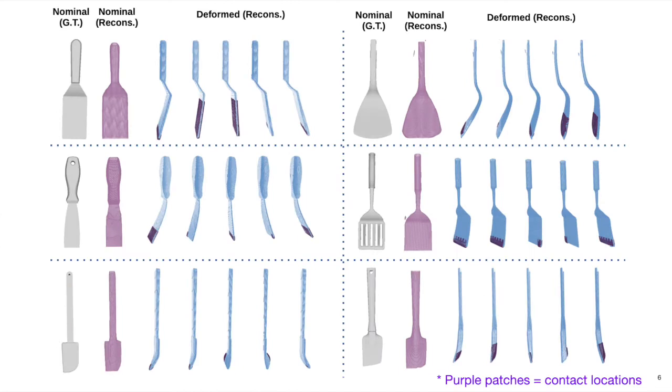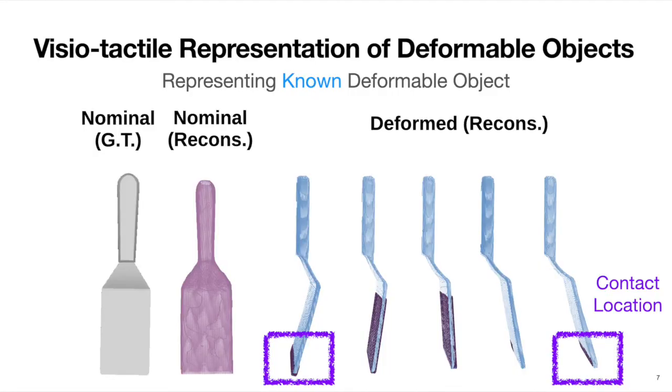Here is our model representing various deformable tools and their contact formations. We used only one model for all these reconstructions. When trained, VIRDO learns how to bend nominal shapes given a contact formation. With the same contact location, VIRDO outputs unique deformation fields given different reaction forces.